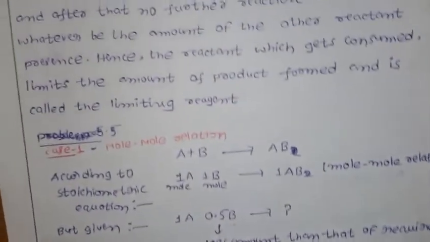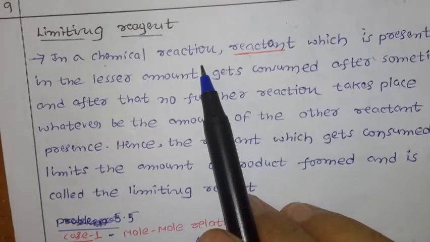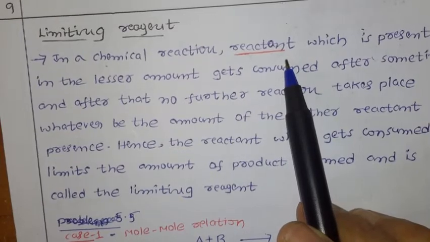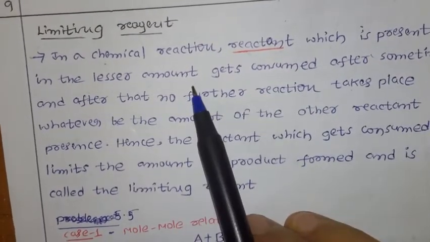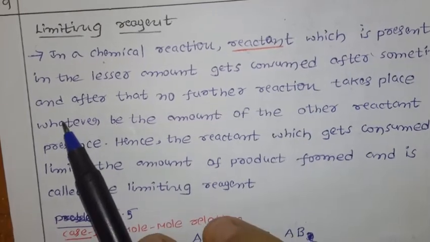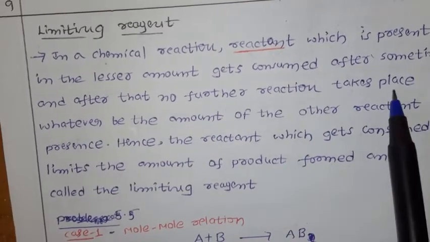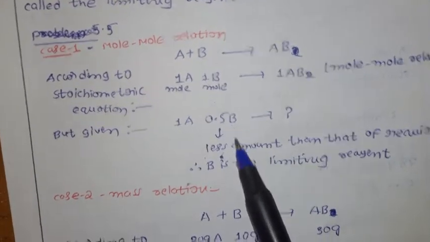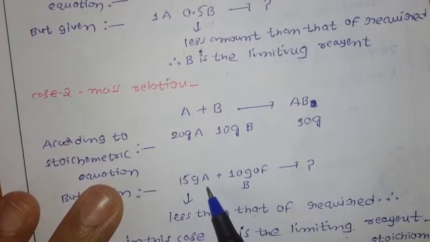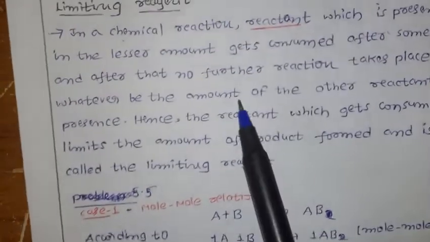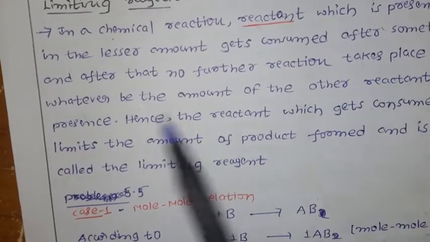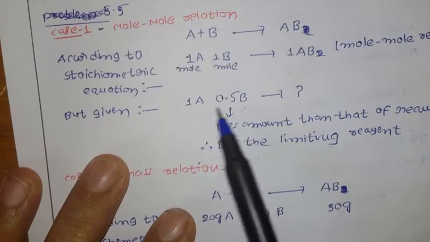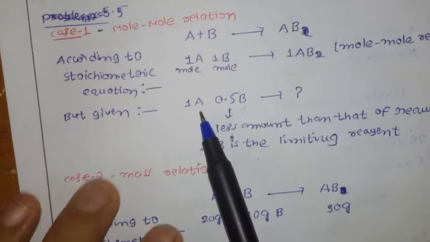Now let us come back to the definition again. In a chemical reaction, we are talking about the reactant only, not the product. The reactant which is present in the lesser amount gets consumed after some time, and after that no further reaction takes place. In the first case, the 0.5 mole is going to be consumed. In this case, the 15 grams of A is present in the lesser amount. After that, no further reaction takes place, whatever the amount of the other reactant present. Once the 0.5 is consumed, there is no further reaction.